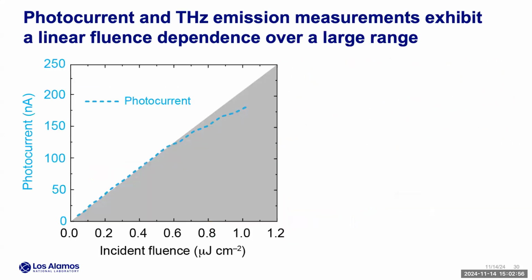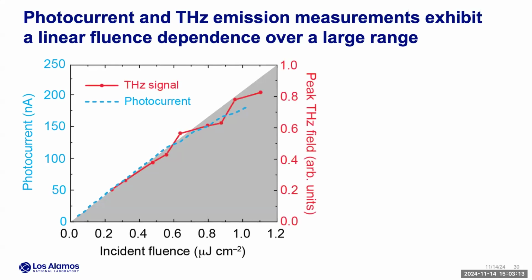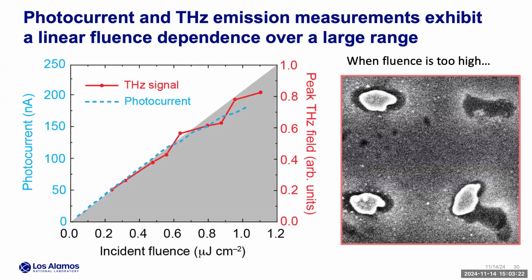Okay, so if we look at the photocurrent emission over a fairly large range of optical fluences, we see it's more or less linear. It becomes nonlinear at higher fluences. The terahertz emission tracks pretty well with the photocurrent signal, as you would expect. And you can get to too high a fluence, and you damage your structure, and then you don't get anything out. And that's kind of what's happening as we approach that fluence. The linear regime rolls off.